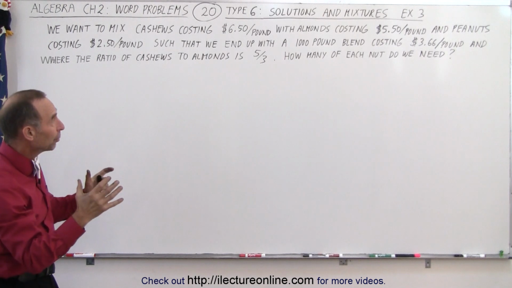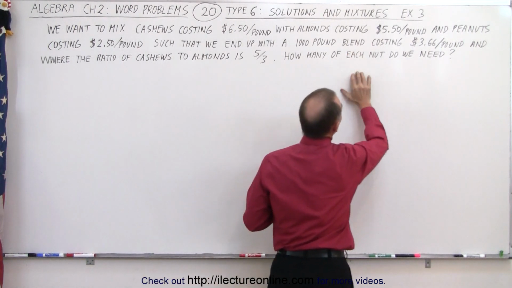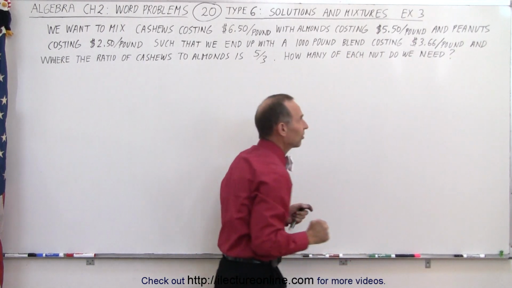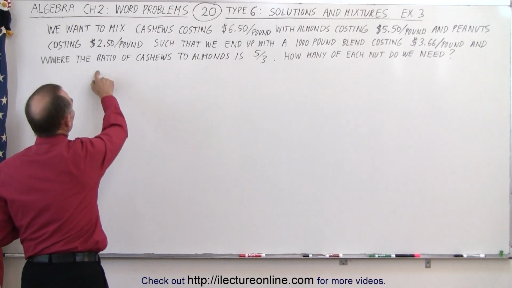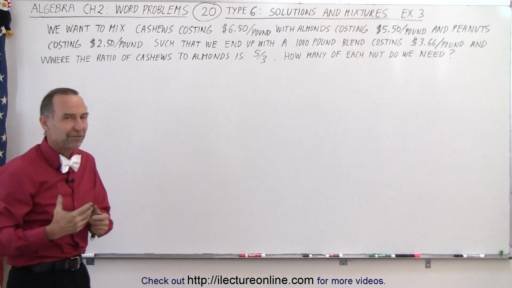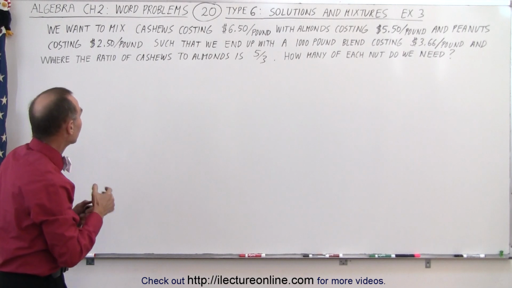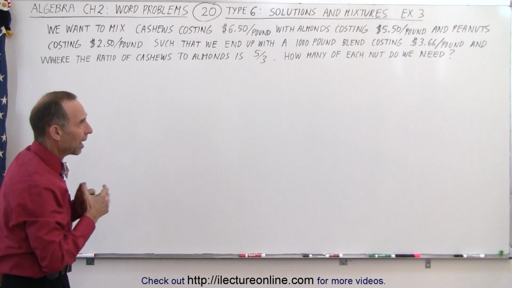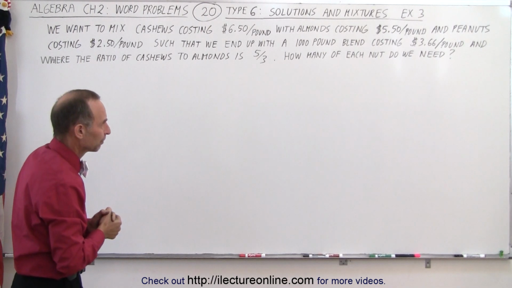And we want to end up with a mixture of 1,000 pounds of nuts, a blend that costs $3.66 a pound, with the restriction that the ratio of cashews to almonds should be 5 to 3. There should be about 1.67 times as many cashews as almonds. How many of each nut do we need to put in that 1,000-pound blend?